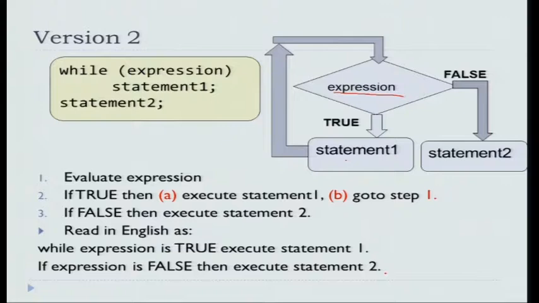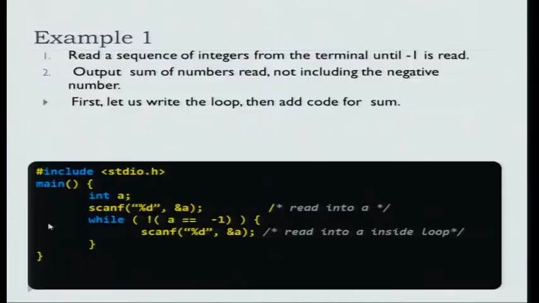The difference from the if condition is that if this was an if block, then if the expression is true, you do statement 1 and you exit out of the if. That is not done in the case of a normal while loop. After you execute the statement, you go back to the expression. As long as the expression is true, you keep executing statement 1, and if the expression becomes false, then you execute statement 2.